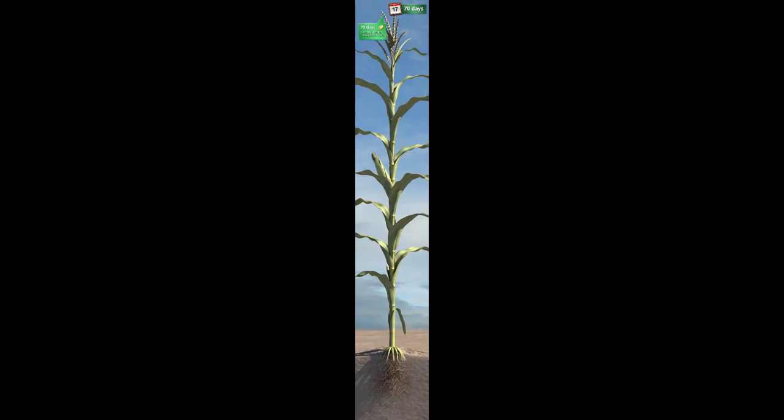In 70 days, the corn stalk reaches its full height of 7 feet, and the plant is fully grown. In 110 days, the plant begins the dry down process and gradually turns from green to brown. At 125 days, the ears of corn are mature.